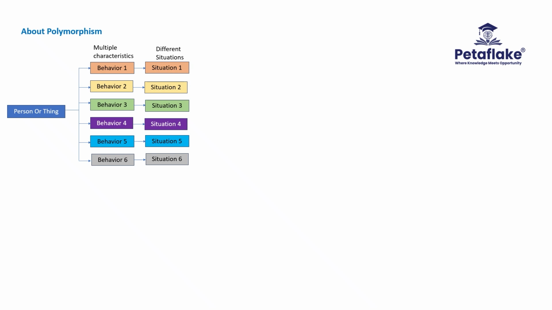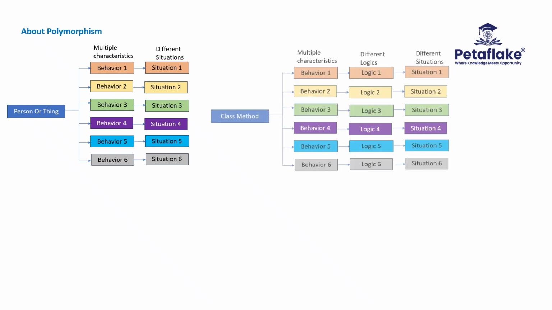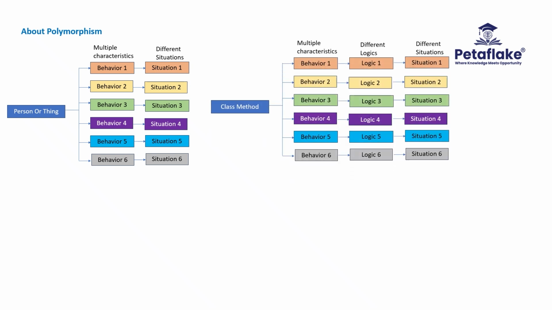Using this concept, we can modify the functionality of a method and make the method behave differently in different situations. For now, you can think of a method as a block of program code developed inside a class. With the help of the polymorphism concept, we can make a single method work differently with different logic according to our situation and requirement. For example, let's consider a person named John.